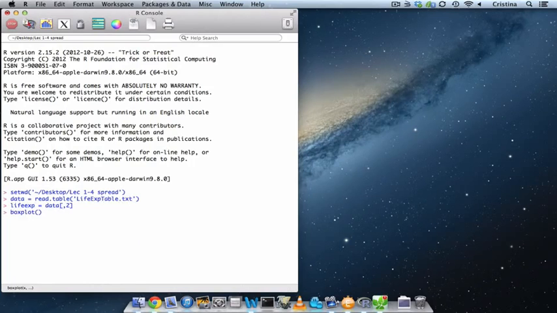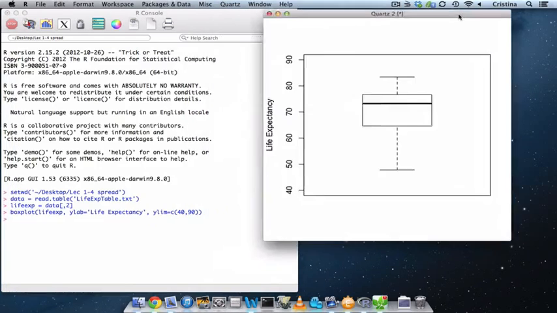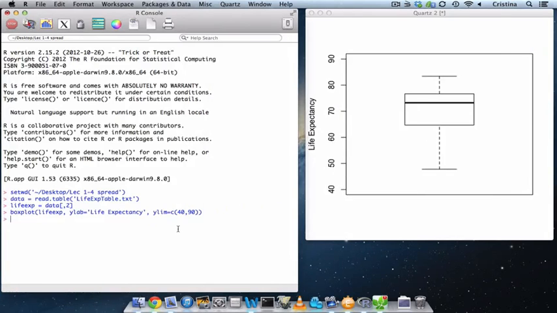Jeff began with a box plot of the data. We can reproduce this box plot with the Y limit set from 40 to 90 to get a closer look at the data. And to follow along with his lecture, we can produce the summary statistics as well.